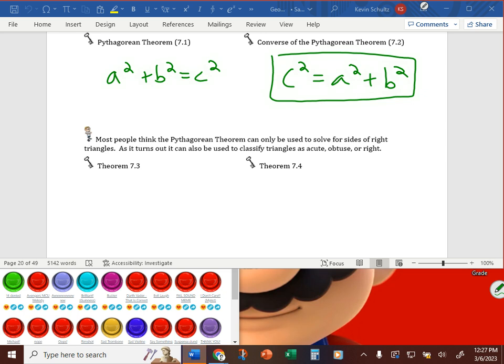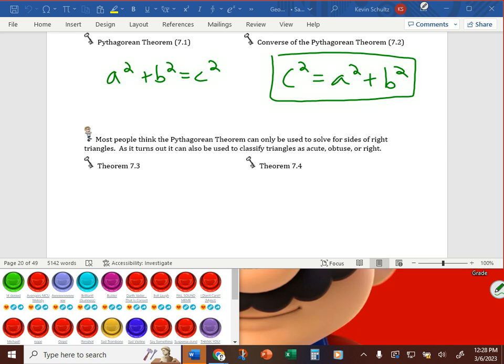Because what happens if A squared plus B squared doesn't equal C squared? You've got two other options. It could be an acute or obtuse triangle, right? Isosceles deals with side lengths here; this is the angles. If a triangle's not a right triangle, it has to be either acute or obtuse.